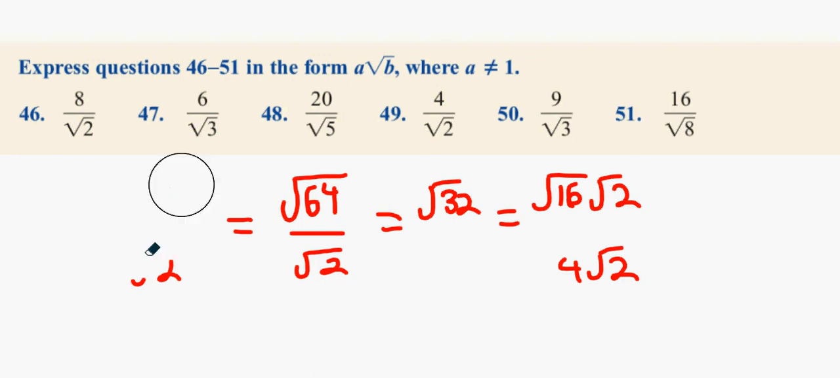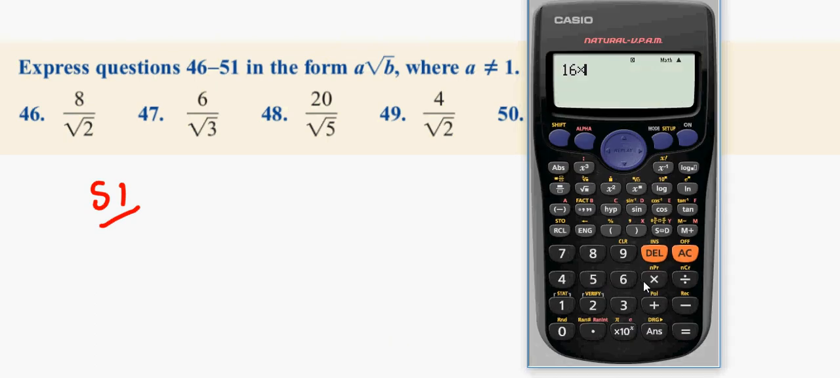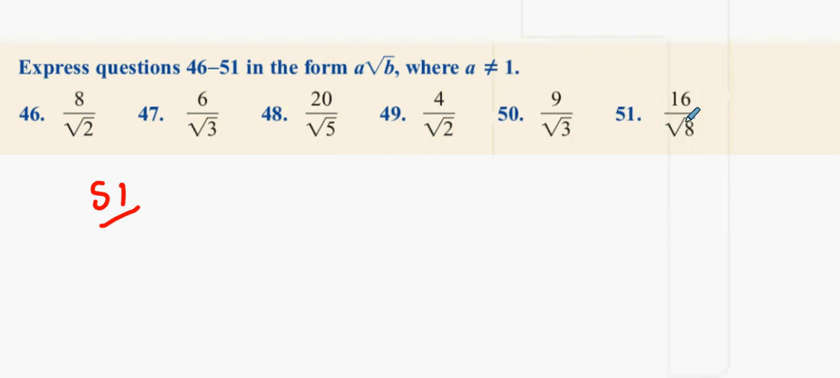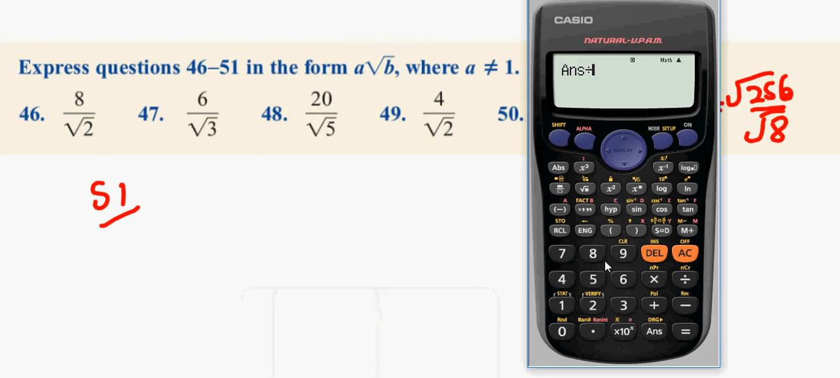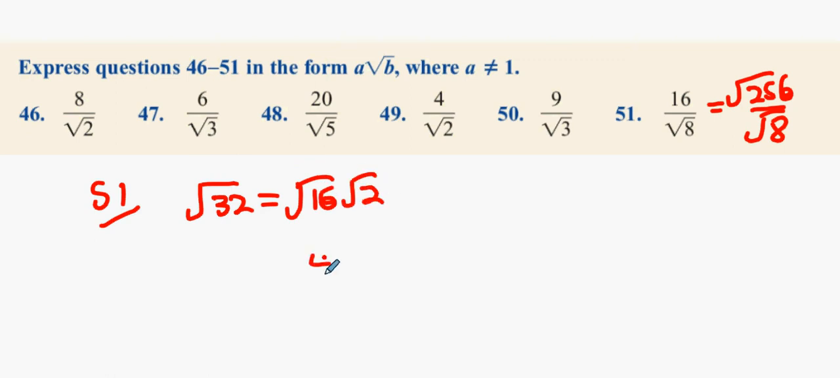I'll try 51 now, okay? 51's difficult. I'm going to do the same trick again. Why am I going to do 16 by 16? 256, okay? Because 16 is the same thing as the square root of 256, divided by root 8. Now I'm going to do 256 divided by 8. 32 again, isn't it? So the answer would be root 32, which we already discussed is root 16 by root 2, which is 4 root 2.